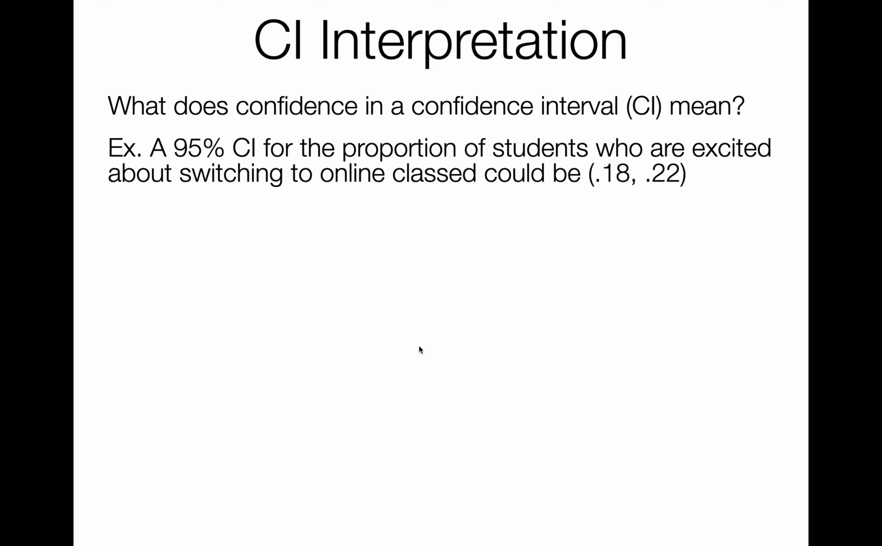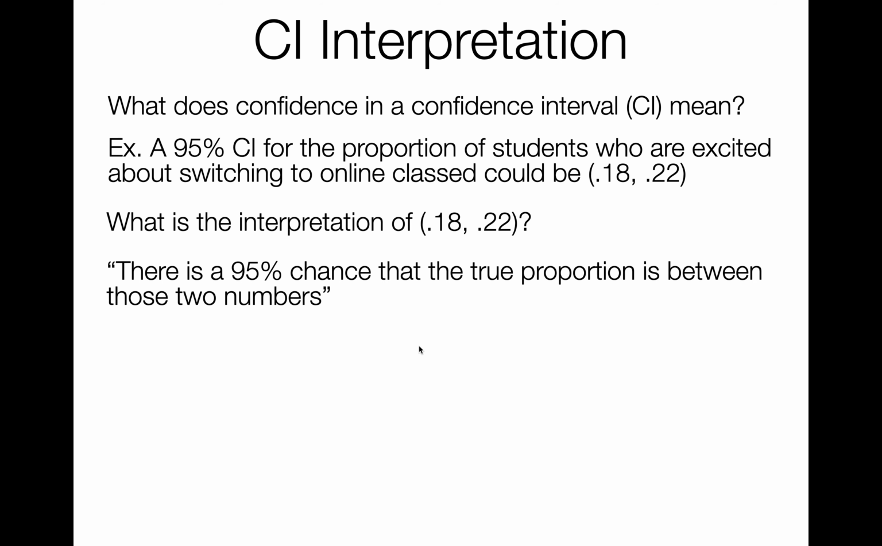And so many of you will think your first guess, what I mean by this: what's the interpretation of those endpoints? What do they mean in terms of the problem? Many of you might think that this is the interpretation: it means that there's a 95% probability, or a 95% chance, that the true proportion is between those two numbers. And that's a logical thing to think. But in fact, it is not true. That's not what those endpoints mean.